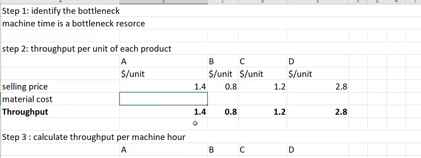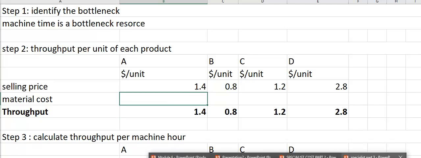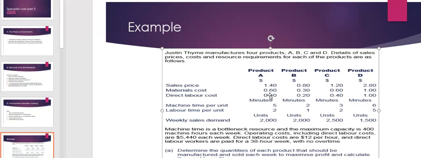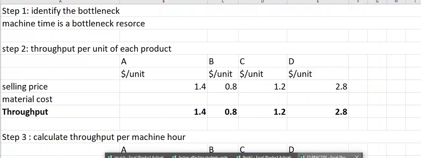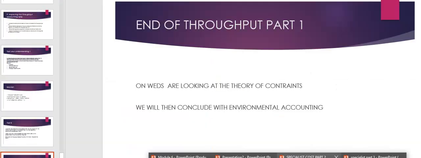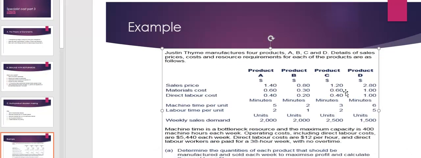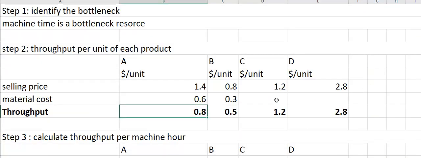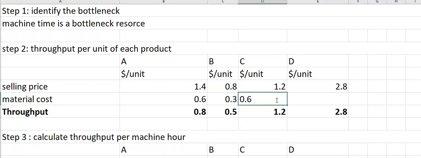Then material costs. Back to the question. 0.6 and 0.3 for A and B. Those are the material costs. Then for C and D, it is 0.6 and 1.